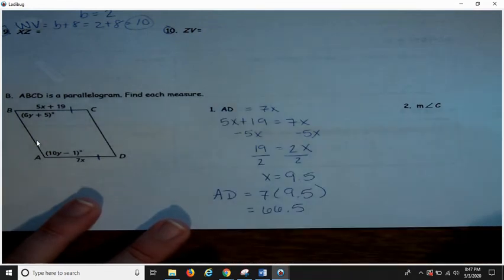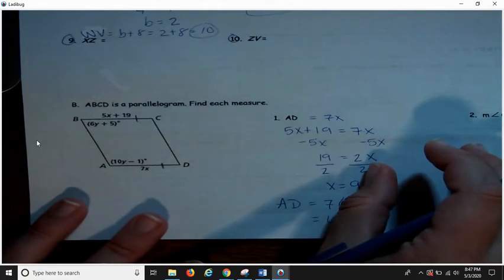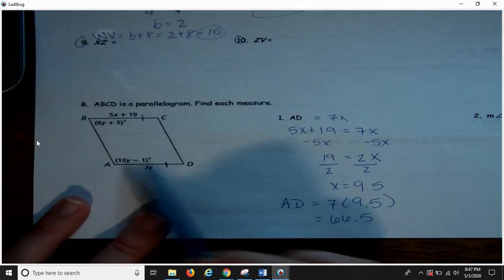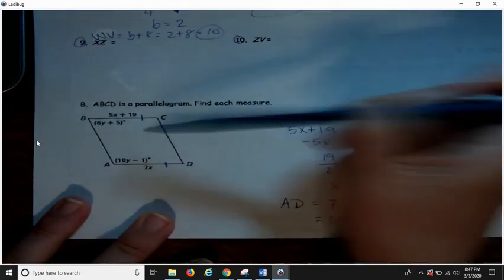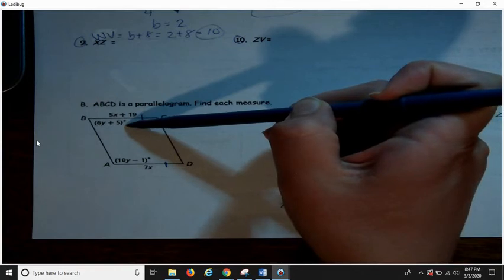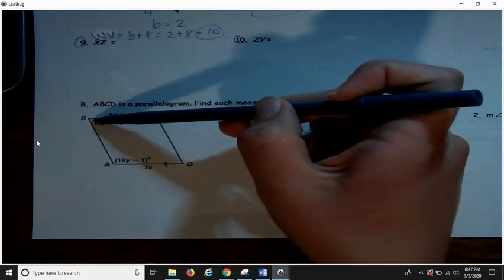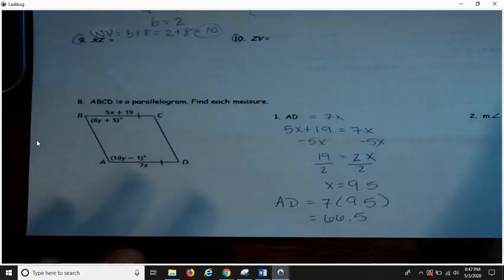Then it wants the measure of angle C. Now, measure of angle C is going to be equal to the measure of angle A right here, but A is in terms of y. So what I need to do is come up with a different equation. This is the only other angle given, so we need to use that. We need to look at the relationship between angle A and angle B right here. Remember that because they're consecutive, right next to each other, they should be supplementary.